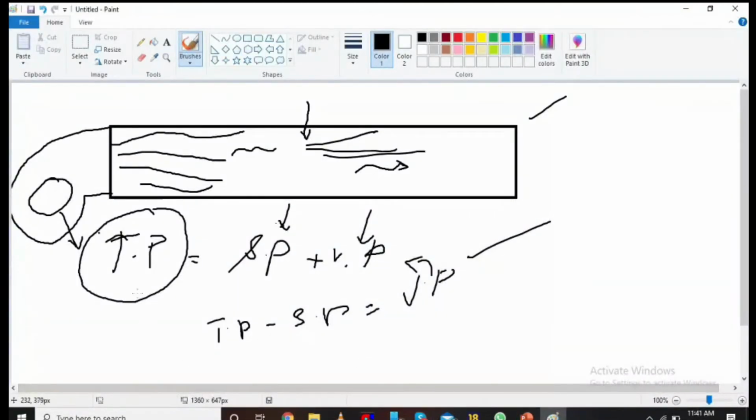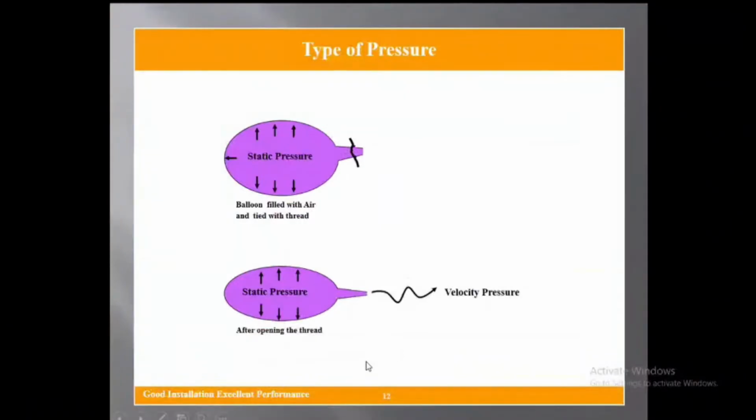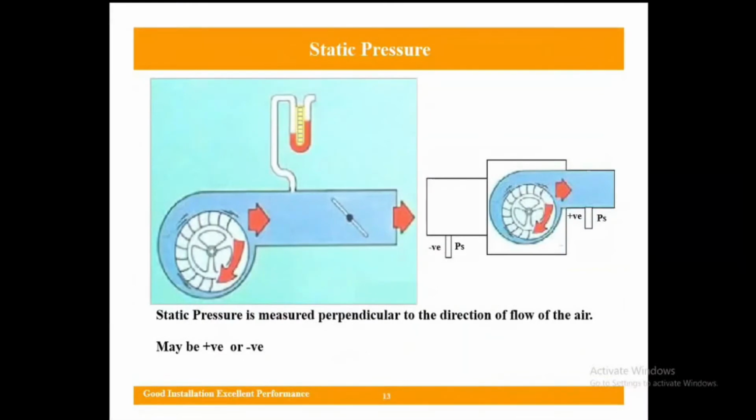Okay, see, this is what you should understand between the two. Static pressure is perpendicular to the direction of flow, velocity pressure is parallel to the direction of flow. Now coming back to the slide. Static pressure is measured perpendicular to the direction of flow of air. Static pressure can either be positive static or negative static. See here, if this is the fan, a centrifugal blower, it is sending the air like this. If you measure your static pressure here, that is positive static pressure.